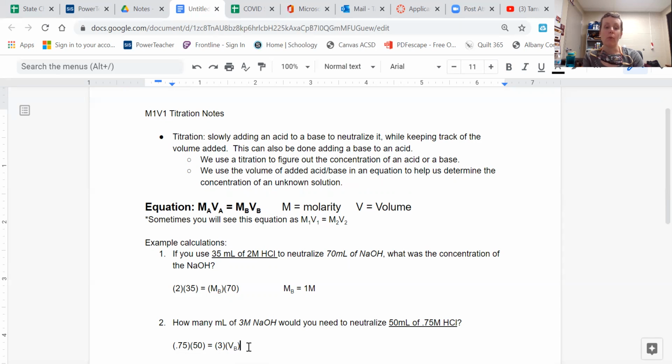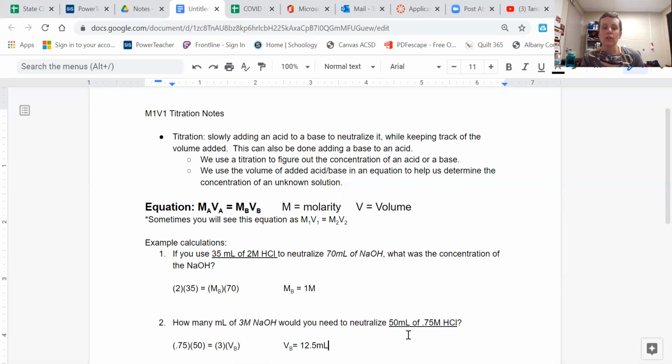So again, you're going to multiply 0.75 times 50, and then you're going to divide both sides by 3 in order to get that Vb isolated, get it by itself. So in your calculator, you do 0.75 times 50, then you divide by 3, and we get that the volume of the base, Vb, equals 12.5 milliliters. We would only need 12.5 milliliters of the base to neutralize all 50 milliliters of that acid.